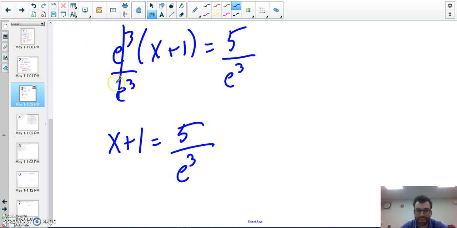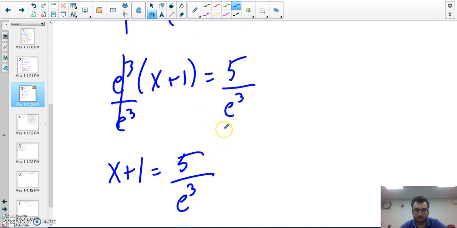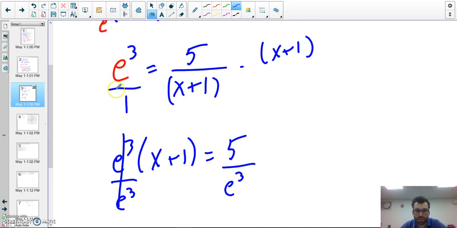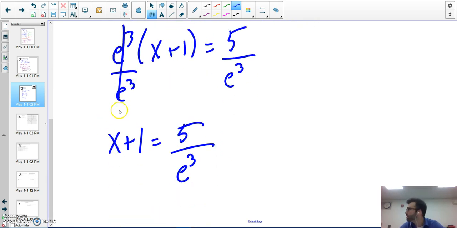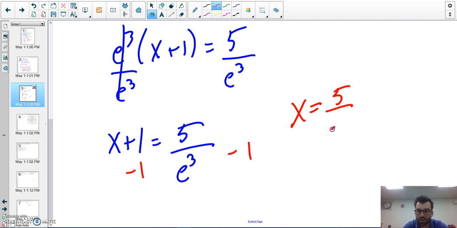Remember, e to the third is an actual number. It's going to be like 8 or 9 point something weird. So when I'm solving this, recognize that e is not a variable. It's a number. Last step, to isolate my x, I subtract 1, so I get x equals 5 over e to the third minus 1, which gives me an answer of about negative 0.75.